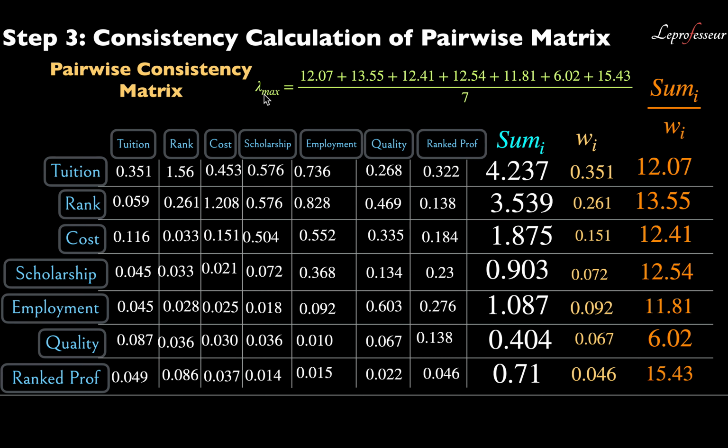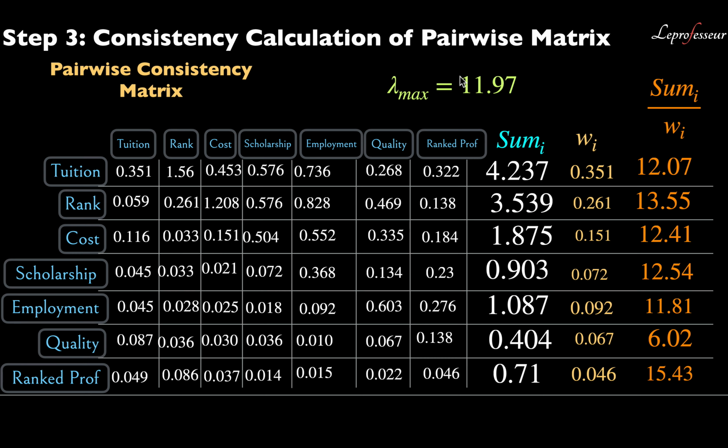Now how do we calculate the lambda? Add all of these ratios, sum divided by wi, and divide by how many attributes I have, 7. So my lambda comes out to be 11.97. Beautiful.